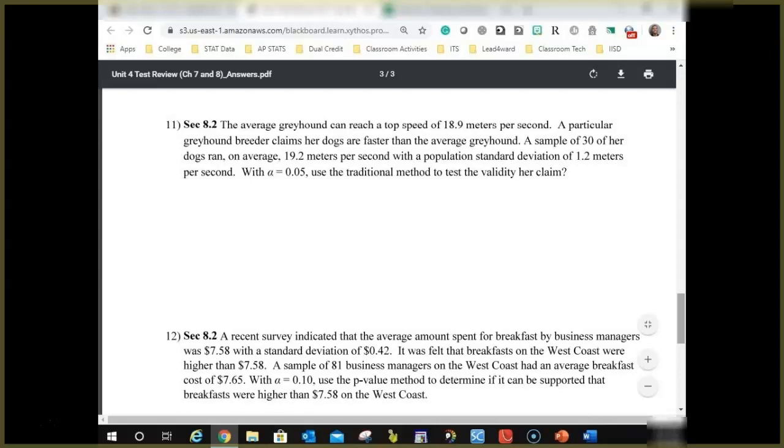So we know that we need to, one, identify the key information in the problem. We know the population average. We need to be able to find the sample mean, the sample size, alpha, and sigma, if we're using the traditional method for a z-test. So in the problem, they give us the value of sigma, the population standard deviation, and so we know that we're going to be able to use a z-test here.